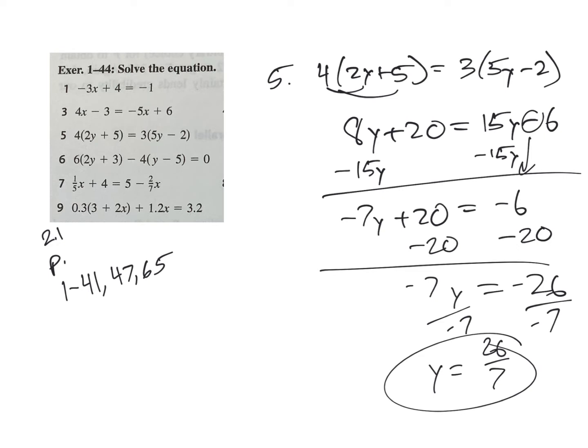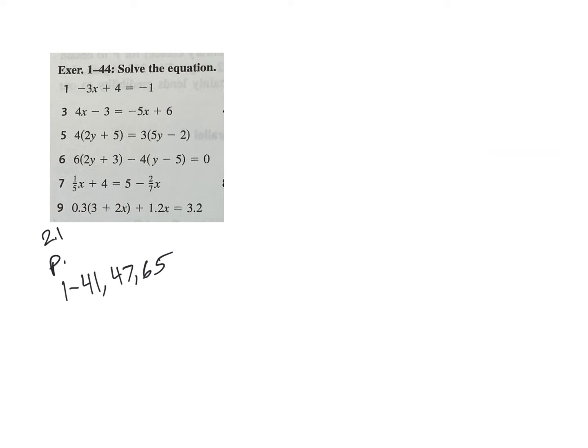All right, so let's do number 7. Now you have fractions on both sides of the equal sign. So I'm going to add 2/7 to this side. So you got to take 1/5 plus 2/7, get a common denominator. Let's do something else instead.